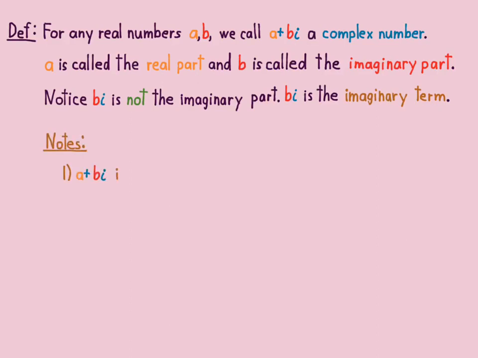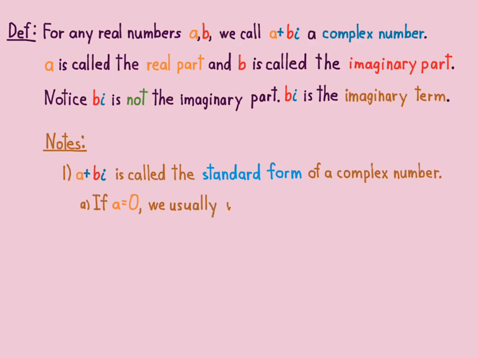So here's some notes. a plus bi is called the standard form of a complex number. That's important to know. It's always important to know what they mean by standard form. If a equals 0, we usually write the number as bi, not as 0 plus bi. So you'll have problems that say write this complex number in standard form. If a was 0, you would just write bi. You don't have to write the 0 plus bi, even though technically it seems like it should be 0 plus bi. You just leave the 0 off.